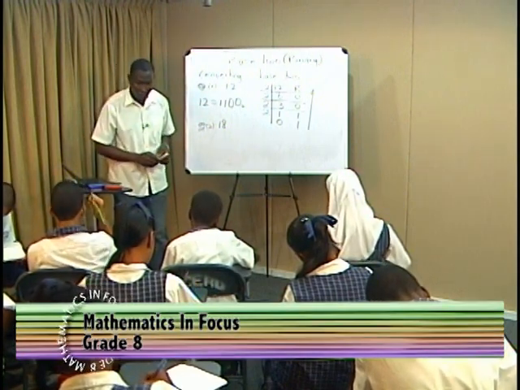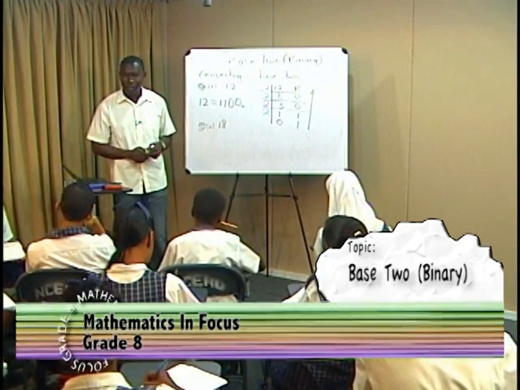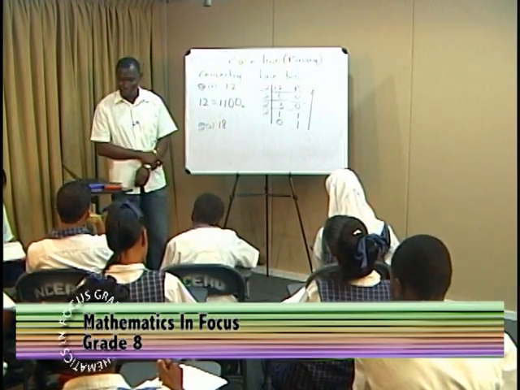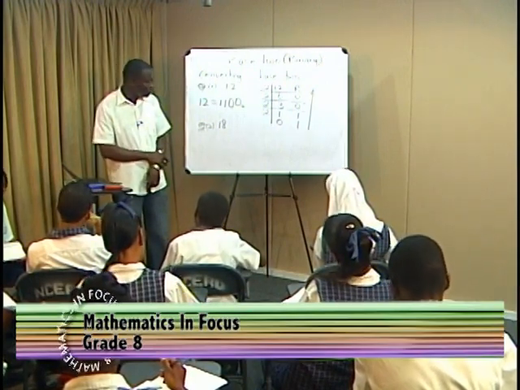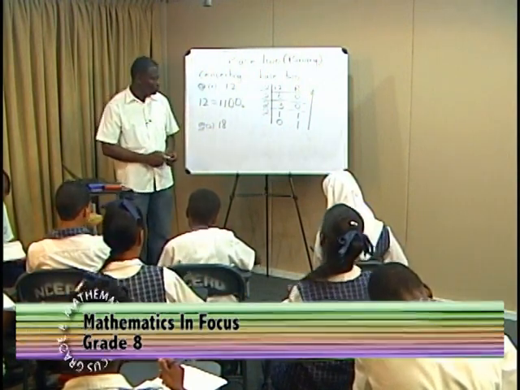Now, I know you will want to check to see how well you understood that first example by attempting to convert 18 in a similar way. How do we convert 18 in this approach to base 2?